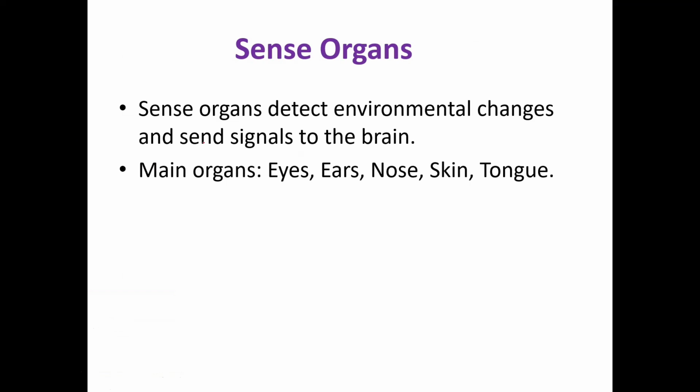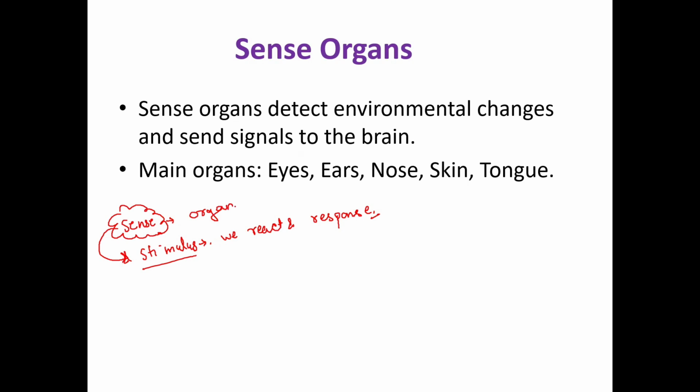So in our previous class, we learned about senses and stimulus. We know already that a stimulus is a kind of external change upon which we react. So basically we react and respond according to the environment. The organ which is able to sense any kind of stimulus is called a sense organ. We have five major sense organs: eyes, ears, nose, skin, and tongue. Sense organs basically detect environmental changes, the stimulus, and send signals to the brain.